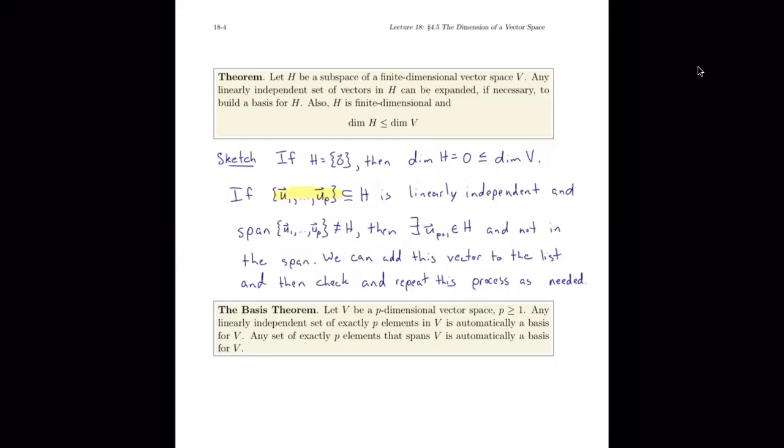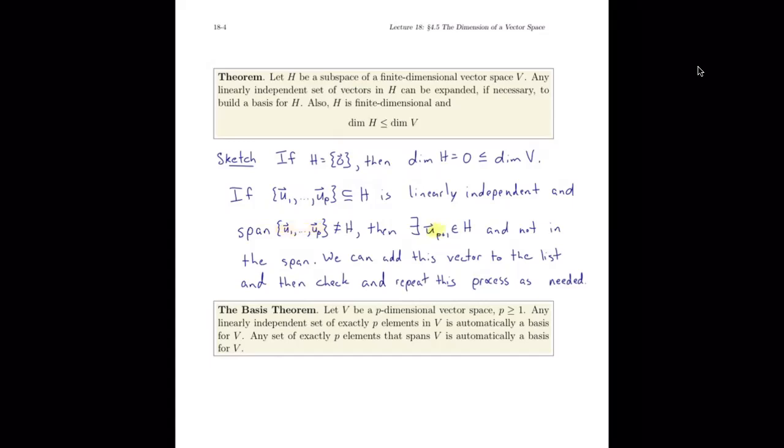H contains this set of vectors U1 through UP, and these vectors are linearly independent, yet they don't span H, right? Yet their span is not equal to H. There's something in this subspace H which U1 through UP cannot generate. Then there exists that something, find that vector, whatever it is, and just add it to the set, right? So it's not in the span, and if it's not in this span, then it's linearly independent, and we can make some contradiction arguments to show that it would be linearly independent.